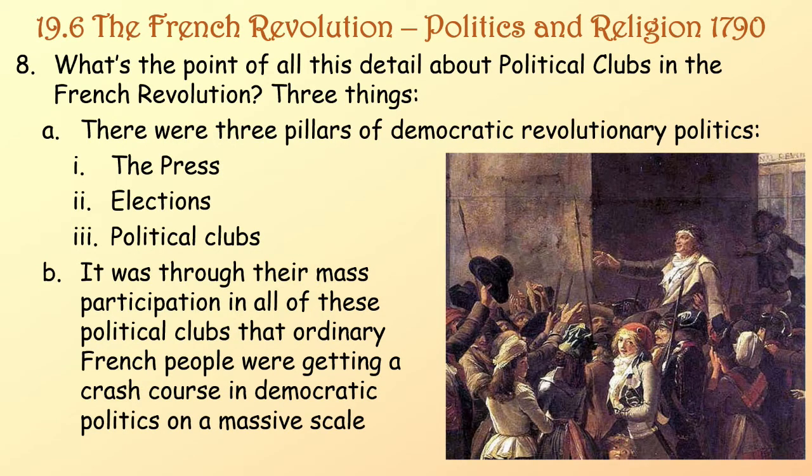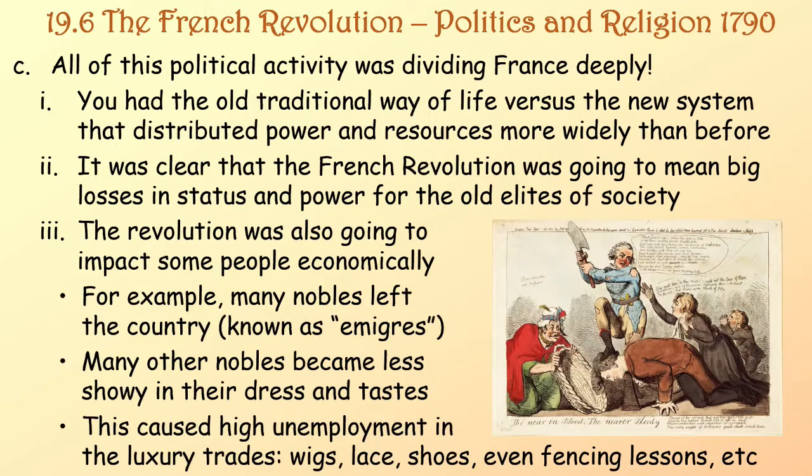So what's the point of all of this detail about political clubs in the French Revolution? Well, it helps us remember three things. There were three pillars of democratic revolutionary politics. The first was the press, the second one was elections, and the third was political clubs. It was through their mass participation in all of these political clubs that ordinary French people were getting a crash course in democratic politics on a massive scale.